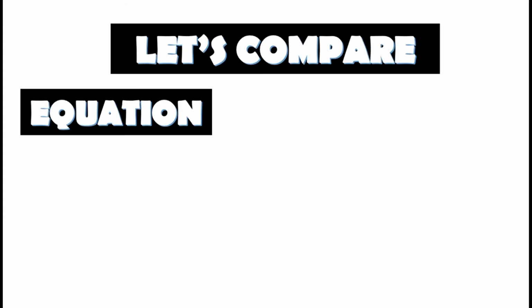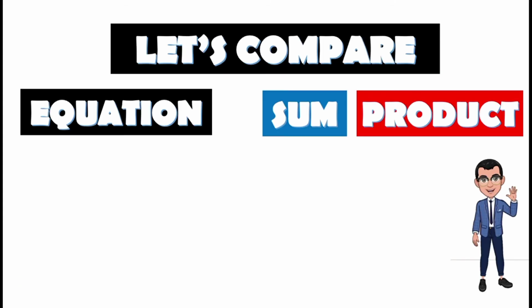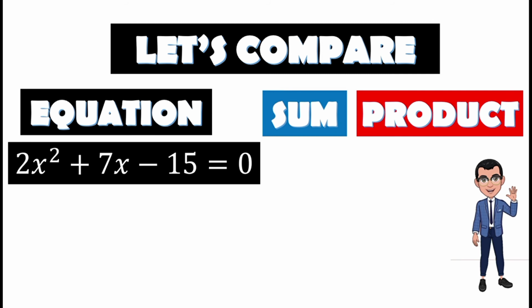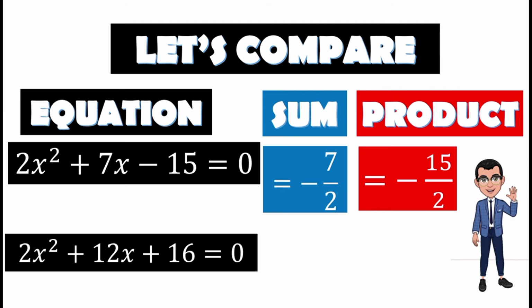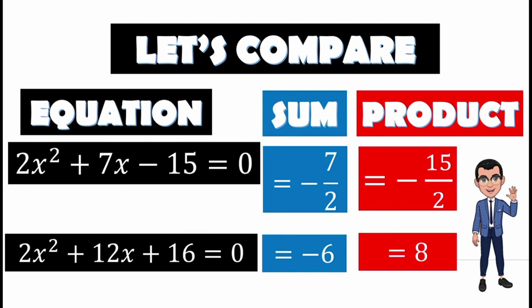Let's try to compare the equation, the sum and product of the roots. First, 2x squared plus 7x minus 15 equals 0. Here, the sum is negative 7 halves. The product is negative 15 halves. Second, 2x squared plus 12x plus 16 equals 0. The sum is negative 6 and the product is 8.